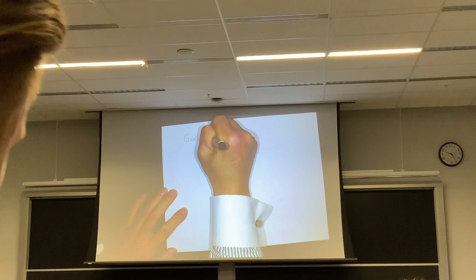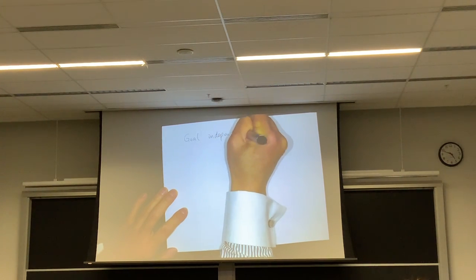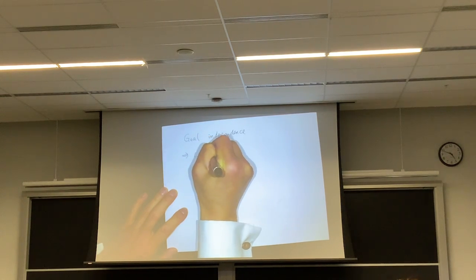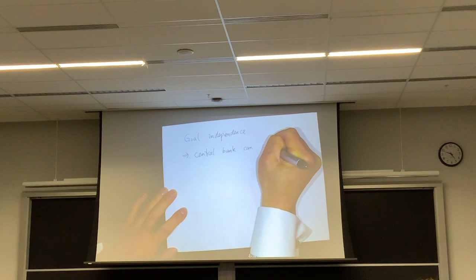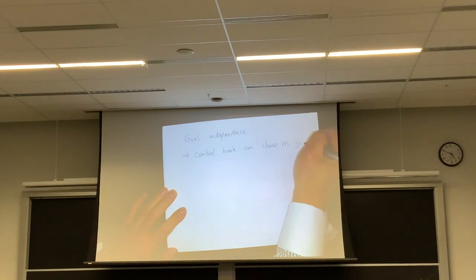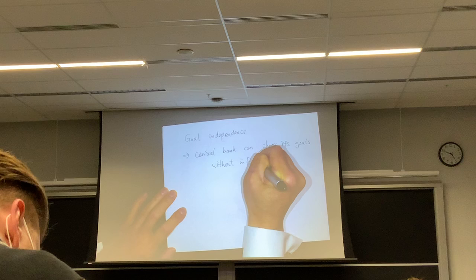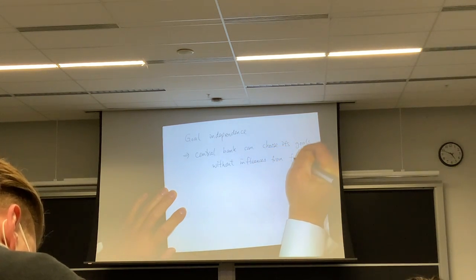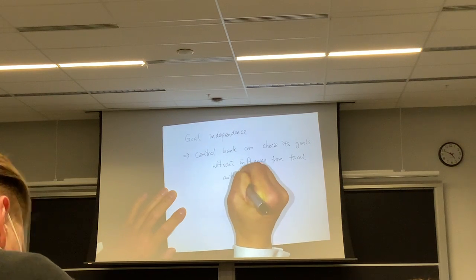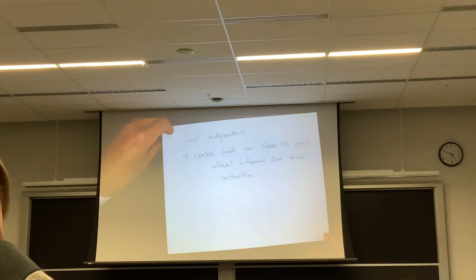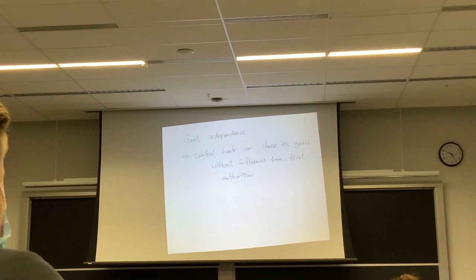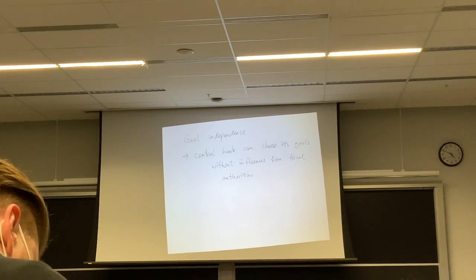But it brings out the issue of goal independence. That means the central bank can choose its goal without influences from fiscal authorities. That means the central bank can choose what it wants to achieve without any input or influences from the fiscal authority, like the governments.